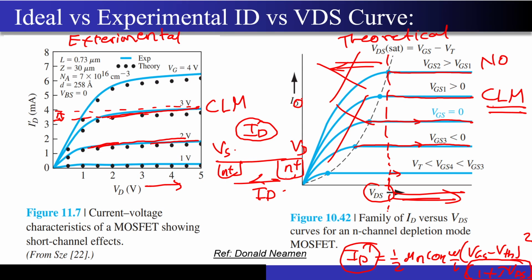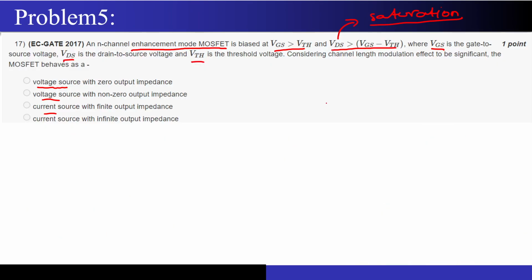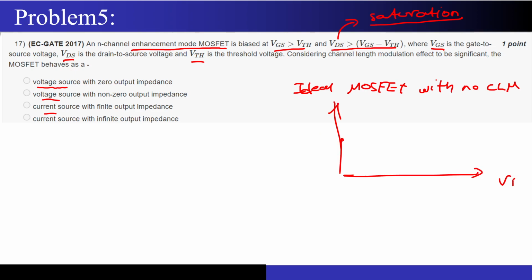Now if you look over here, my ID is exactly constant. It is not even changing by a bit. So if I take an ideal MOSFET with no channel length modulation, then I already told you what your ID versus VDS is.